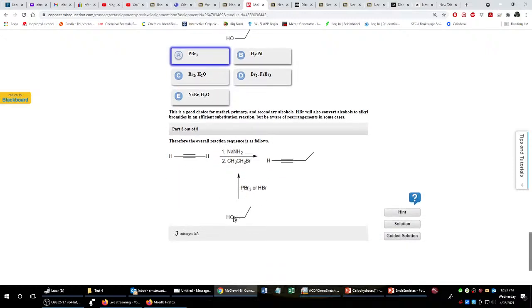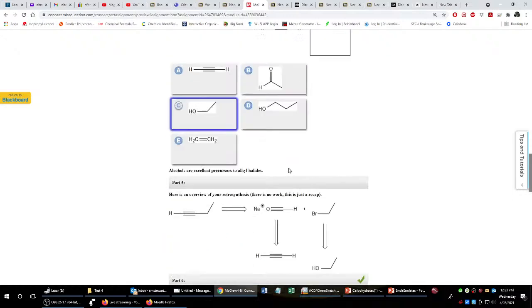So there's your step: PBr3 or HBr to react the ethanol to bromoethane, and then your sodium azide would react with that, and the end products would react with each other to give you the final product. All right, question 15.